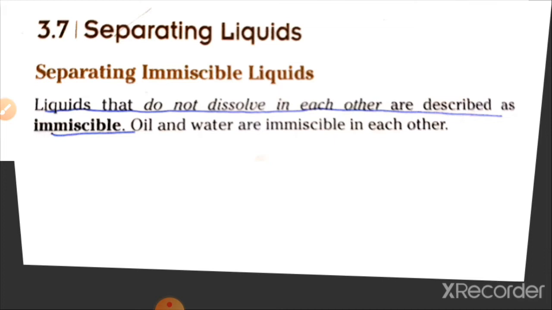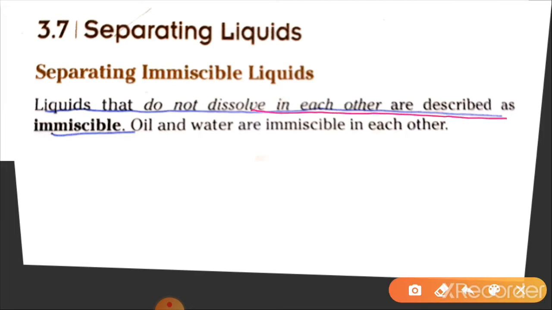Separating immiscible liquids. Liquids that do not dissolve in each other are described as immiscible. For example, oil and water are immiscible in each other. You have observed that by adding oil into water, two layers are formed. The upper layer is lighter and the lower layer is the heavier layer.